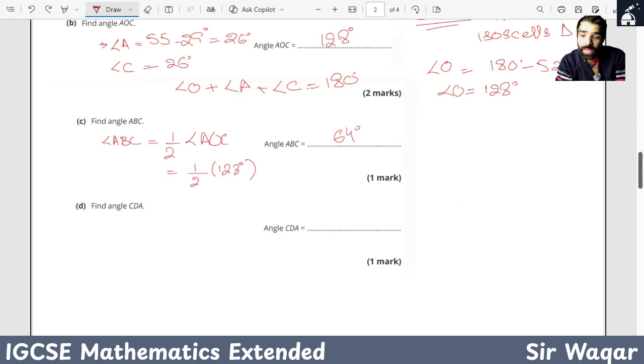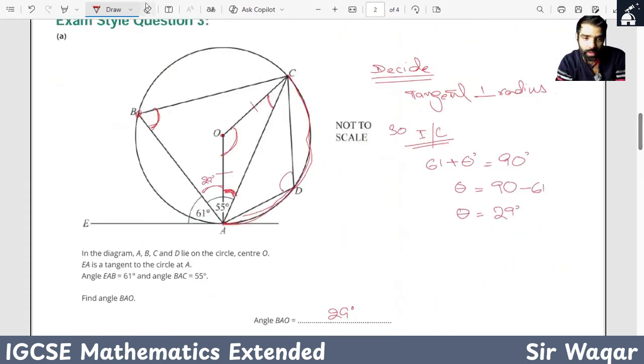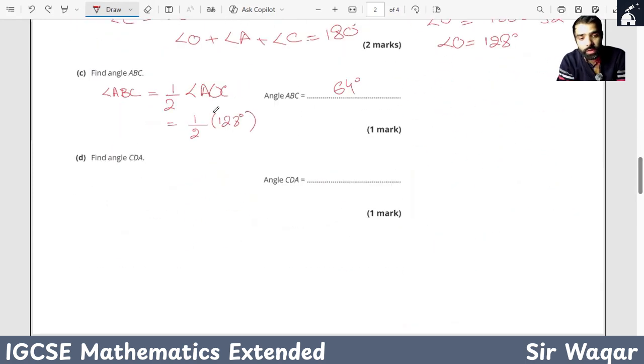Find the angle CDA. CDA is this angle at the vertex D. To find angle CDA, we will consider ABCD a quadrilateral, and all the points lie on the circle, so this is a cyclic quadrilateral. We know that opposite angles in a cyclic quadrilateral, which are the angle at B and the angle at D, will sum up to 180 degrees. So ABCD is a cyclic quadrilateral.